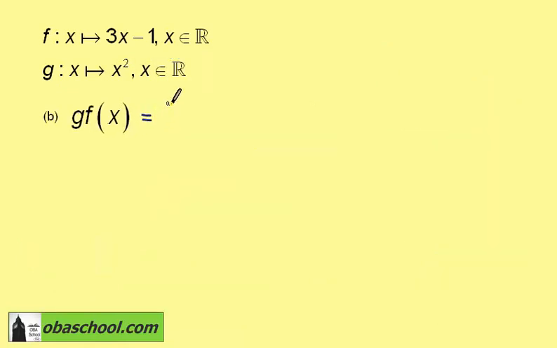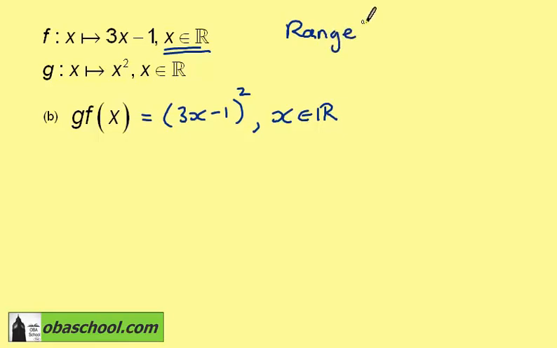Now let's consider g of f of x, which we found to be 3x minus 1 squared. The domain for the first function is x belongs to reals, so this will be the domain for the compound function. Once again, we want to discuss the range for g of f. Let's look at calculating machines again.